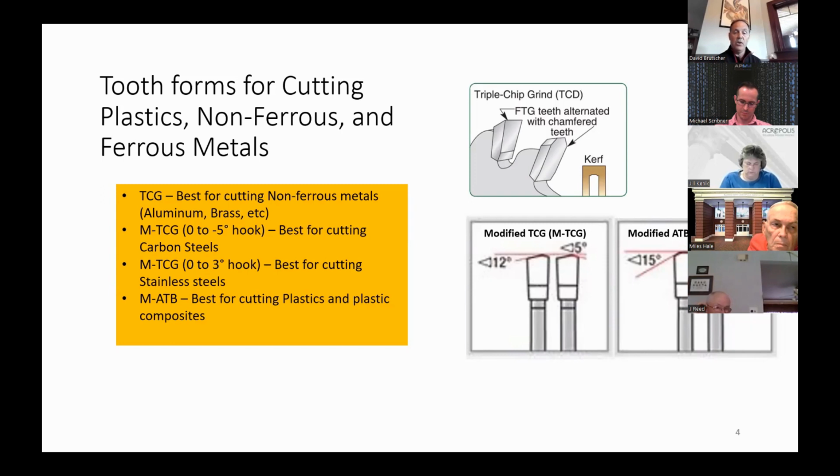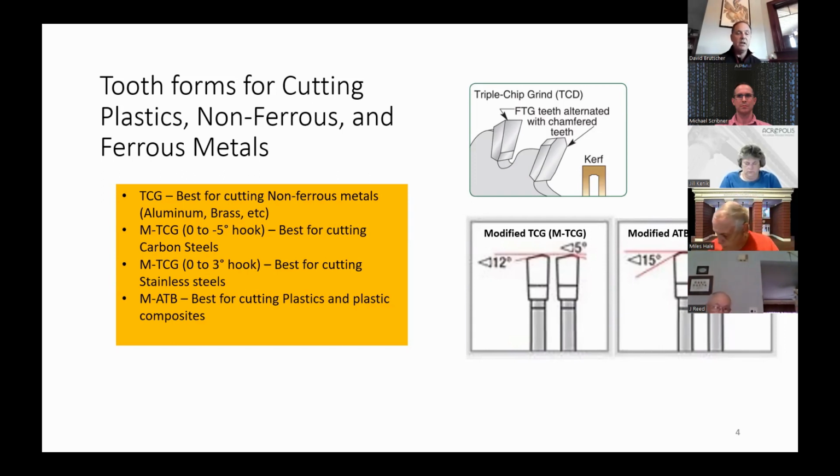So when you're selecting a blade and you're looking at carbon steel, you're looking at, again, 0 to -5 degree hook, more of a planing cut. But if you're looking at stainless steel, it's best to have a blade that is slightly positive, generally 0 to about 3 degrees of hook, maybe up to about 5. That allows the stainless steel to form a chip more efficiently and come off the front face of the carbide, so it doesn't wear so quickly.